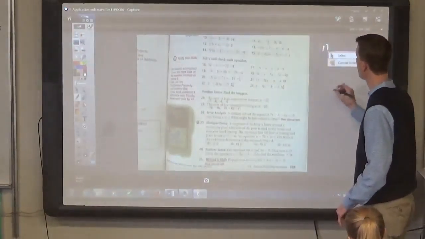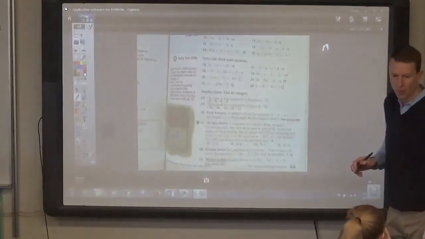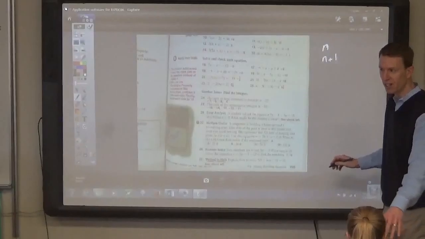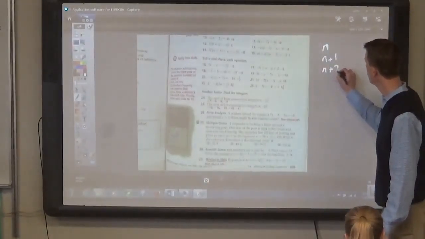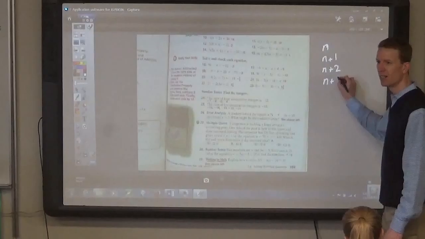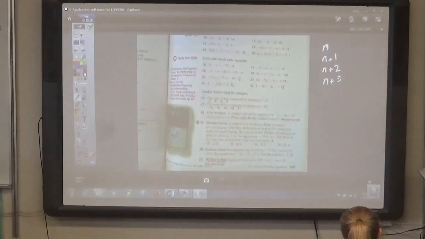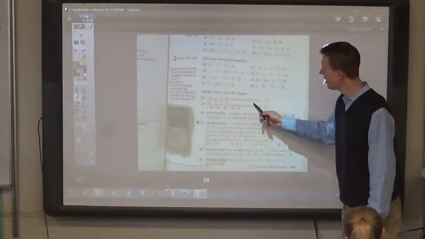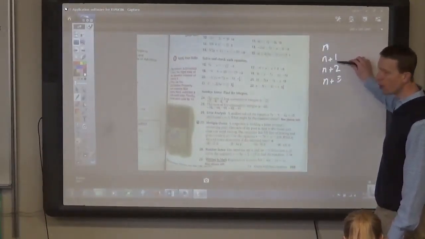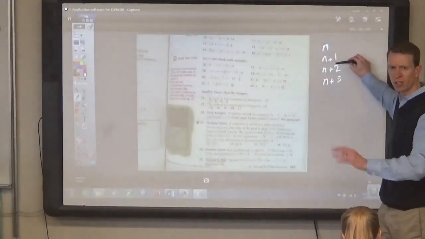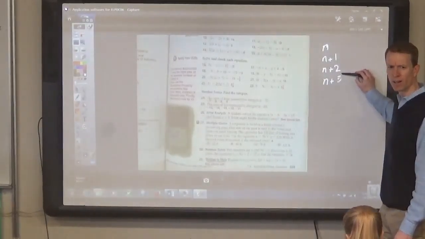The first one is n. The second is what? N plus 1. Good. N plus 2. Plus 3. Right. Good. So start with that. Anytime you need 4 consecutive integers, they're just going to be n, n plus 1, n plus 2, and n plus 3. What if it said consecutive even integers? Then it would be n plus 2, and n plus 4, right?